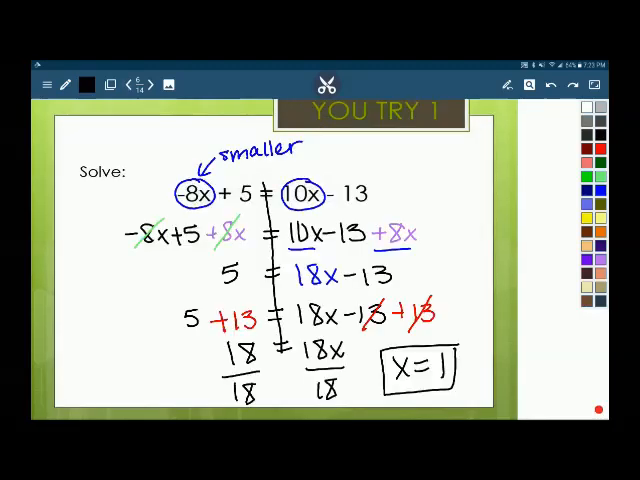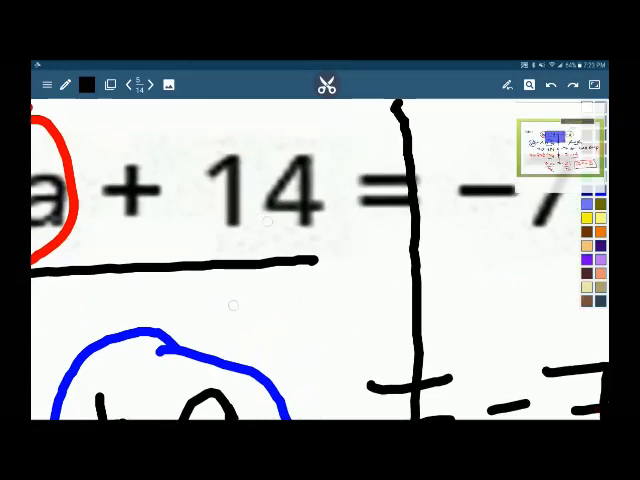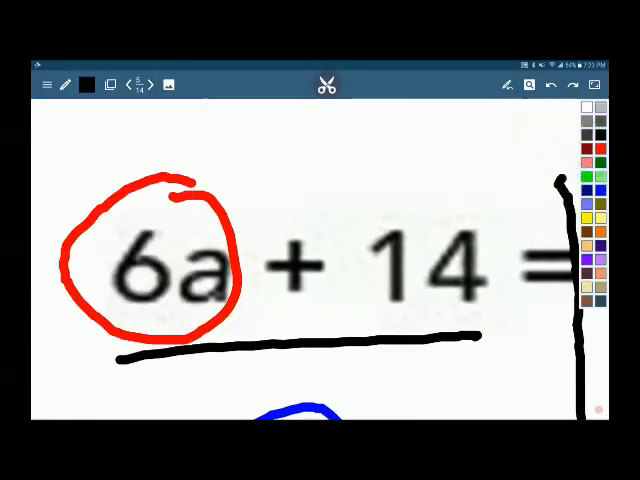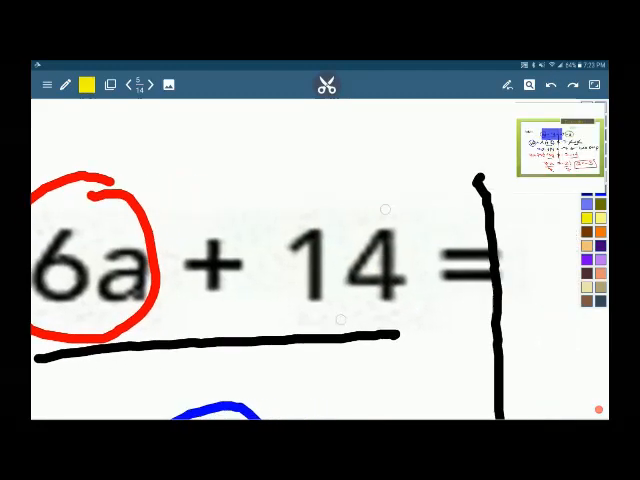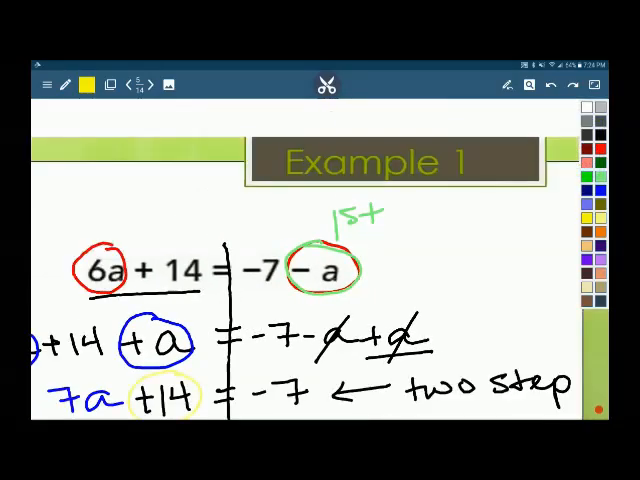If you look back at the first example, you notice that if you just focus on the left side of the equation, there are no terms that you can combine together, because this term has an a attached to it and this one does not. It's just a 14, not a 14a. So they are not like terms. You can't put them together. Same thing with the right side. One is just a negative 7 and doesn't have an a attached to it. One is an a. You can't combine those things together because they're not like terms.